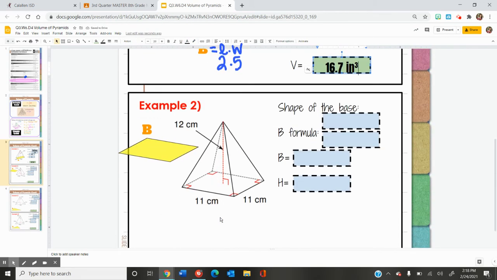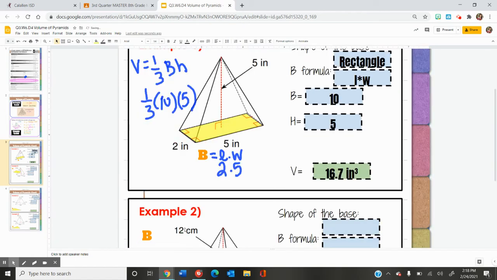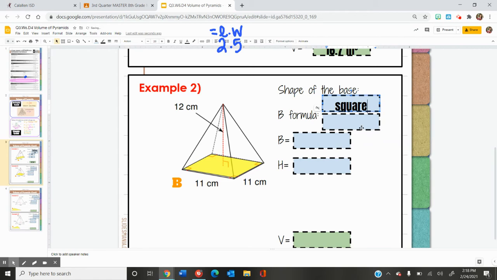Okay, that's example 1. Let's go ahead and look at example 2. So for example 2 here, here's our base shape. It is also a rectangular pyramid. Now, actually, I'm sorry, this is not a rectangular pyramid. If you see here, the side lengths are 11 and 11. So the shape of our base is going to be a square.